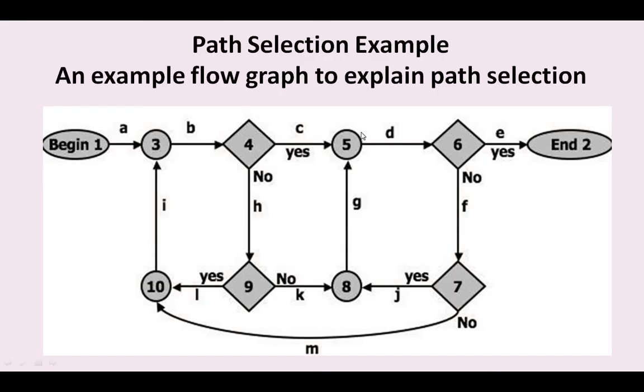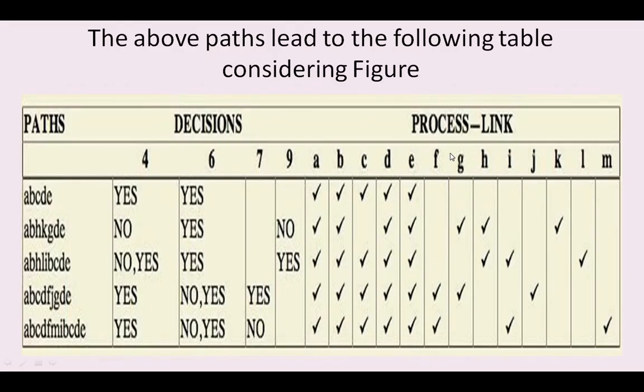A, B, C, D, F, J, G, D, E. From this A, B, C, D: 4 yes, 6 yes, 4 yes, 6 no, okay, and 7 yes, and again 6 yes, 4 yes, 6 no, 7 yes, and again 6 yes. So 4 and 7 are yes here, with 6 having both values, yes and no.